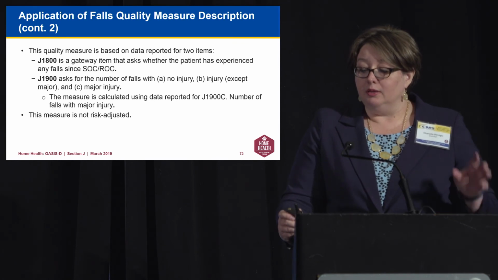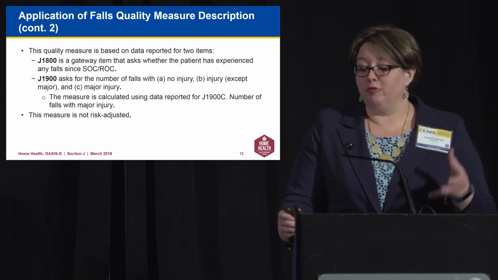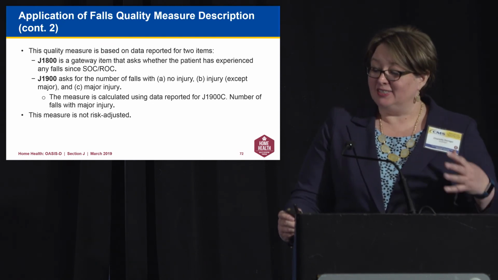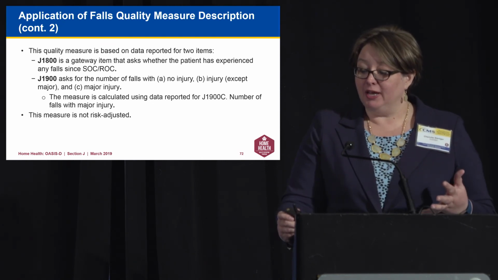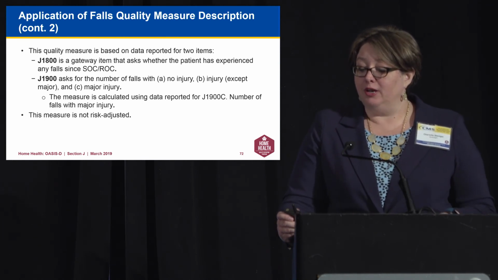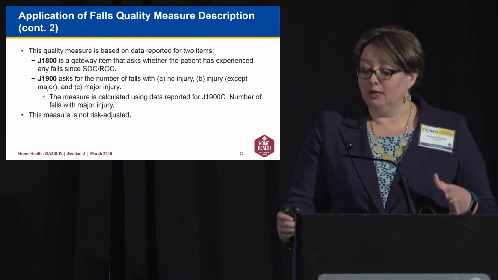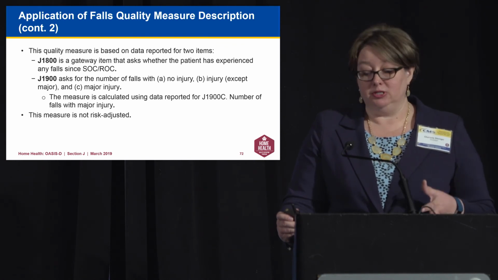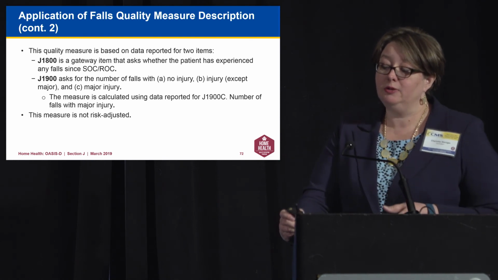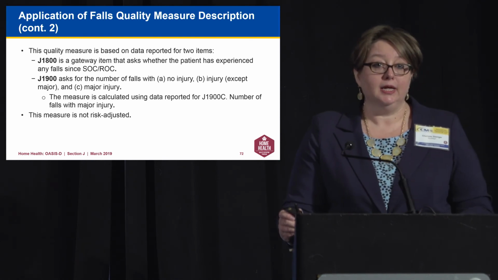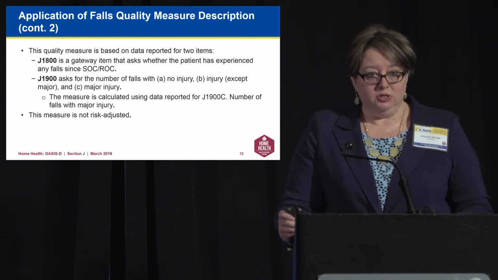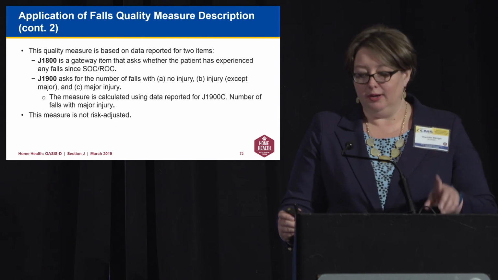Okay. The quality measure is based on data reported from J1800, which I mentioned is that gateway question, right? That asks whether the patient experienced any falls since start of care or resumption of care. And J1900, that asks for the number of falls with no injury, injury except major, and major injury. But remember that the measure itself is calculated using the data reported for J1900C, the number of falls with major injury. That's important to think about, right?